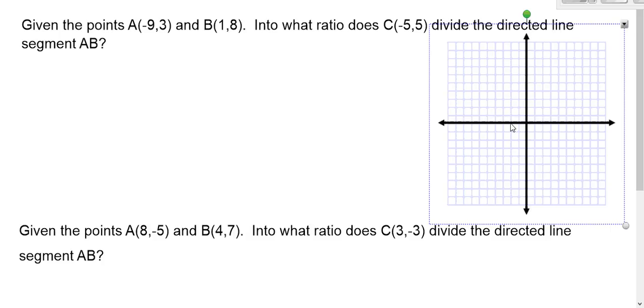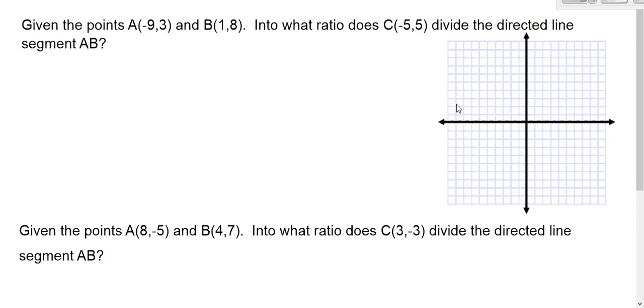Negative 9, 3. And then B is 1, 8. And go ahead and plot C in there also, negative 5, positive 5. So if you connect them with a line, they should be collinear. And you pretty much just need to check out the slope.